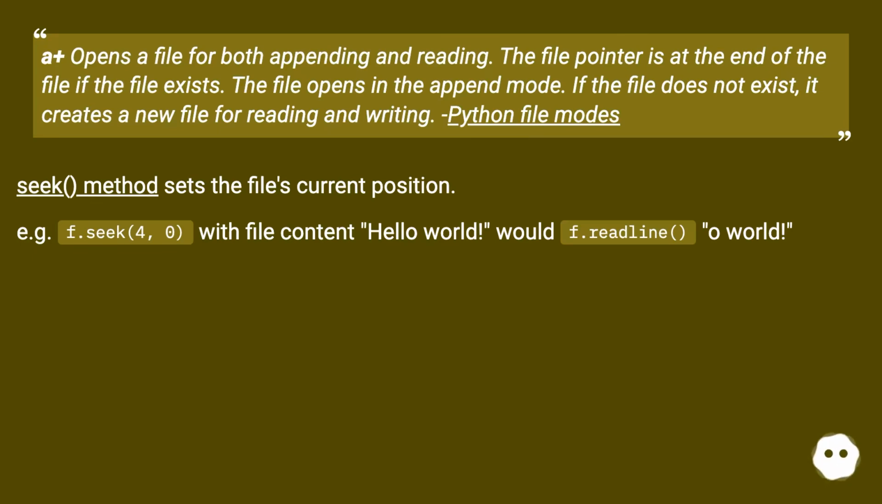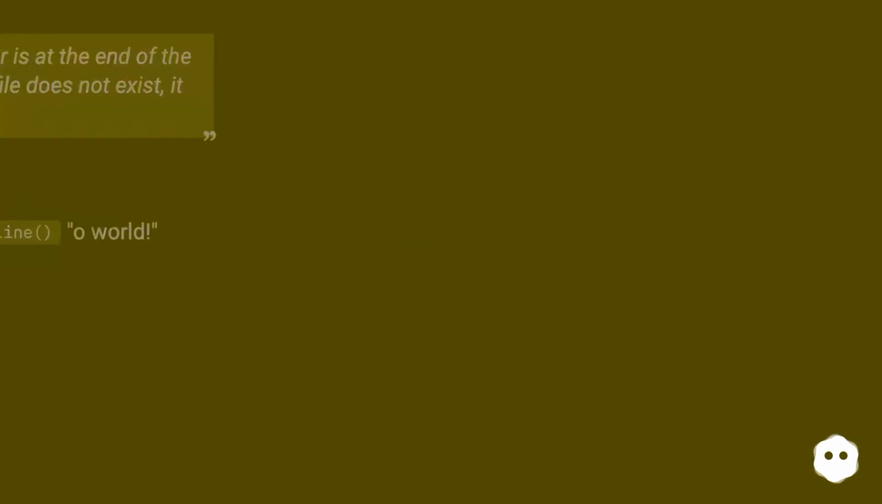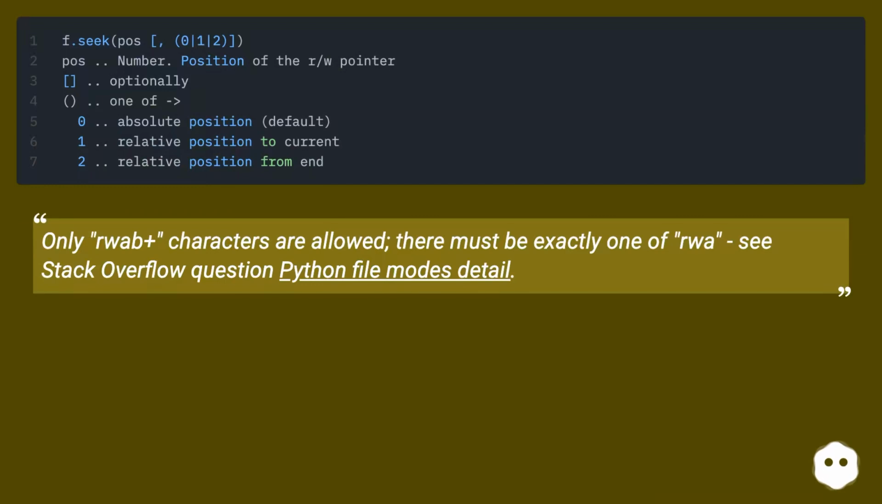Python file modes. The seek method sets the file's current position. For example, f.seek(4, 0), with file content hello world, would make f.readline() return o world. Only r, u, a, d, and + characters are allowed. There must be exactly one of r, u, a, d. See the Stack Overflow question Python file modes detail.